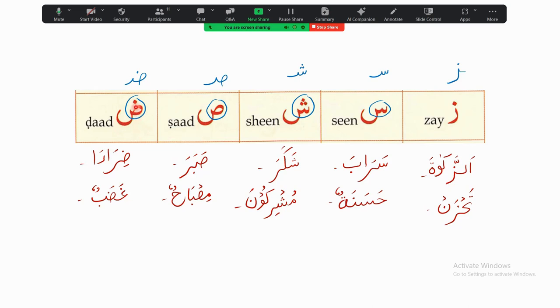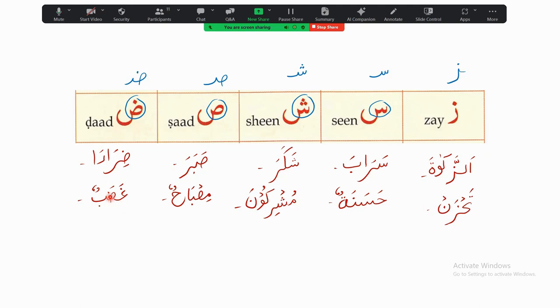So the next letter is dad, which is again similar, in looks just like the sad letter with a dot on top. So we will just keep the dot on top, and the other shape is just like the sad letter. So the example is dirara. This is the heaviest letter of Arabic, the dad letter. In the next example, ghadabun, the dad letter comes in the middle, and the shape is like this with the dot on top of it.